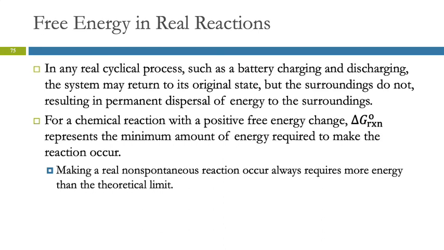So in a real cyclical process, like a battery discharging and charging, the system may return to its original state, but the surroundings don't. So there's a permanent dispersal of energy into the surroundings.